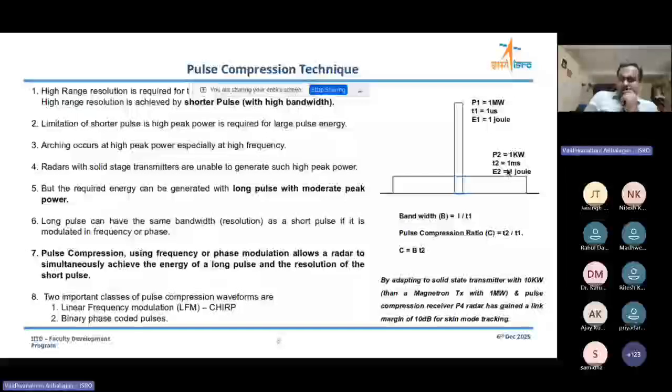But the good part here is in a pulse compression technique, a new technology where, while transmitting, we transmit a wide pulse with, say, low power, but after receiving, you compress this pulse to get a narrower pulse so that the range resolution is also met. So that is called the pulse compression technique.